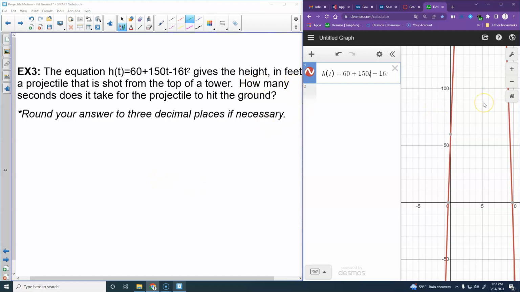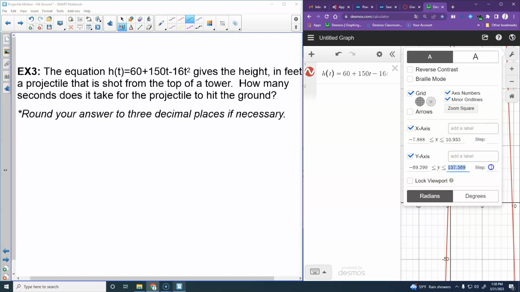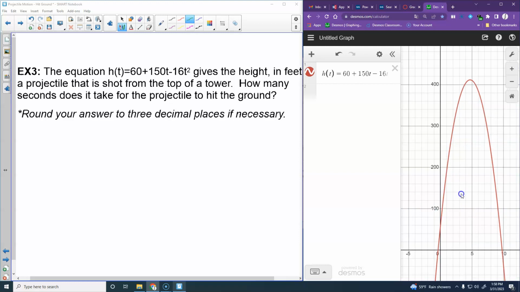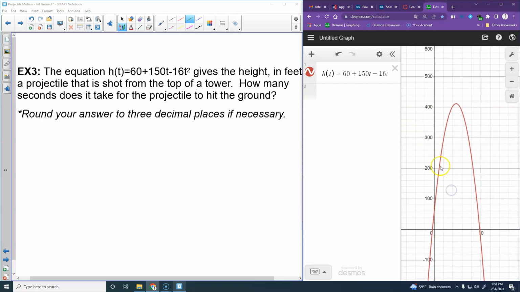So you can see here that we got a really high maximum here. Since it's not asking for the maximum, you don't really have to be able to see it, but I like to be able to see it, so if I make this like 500, let's see if that's enough. Yeah, that'll work. So that gives us our graph here.